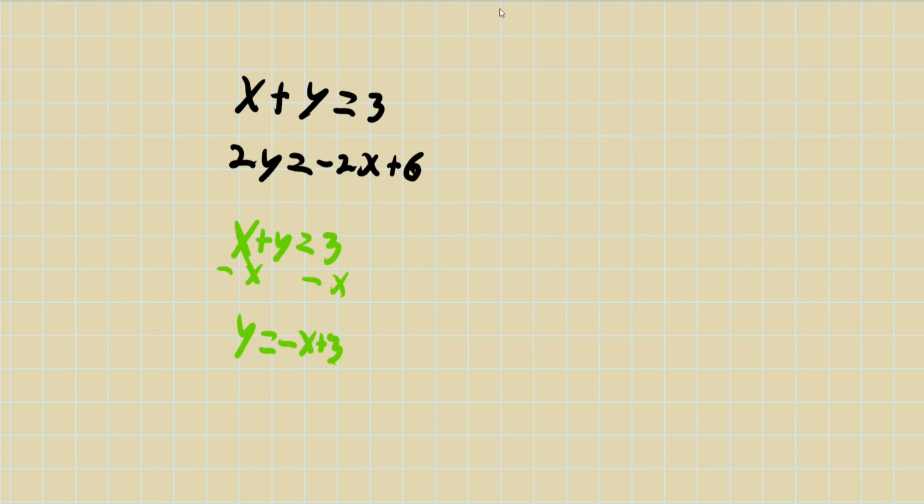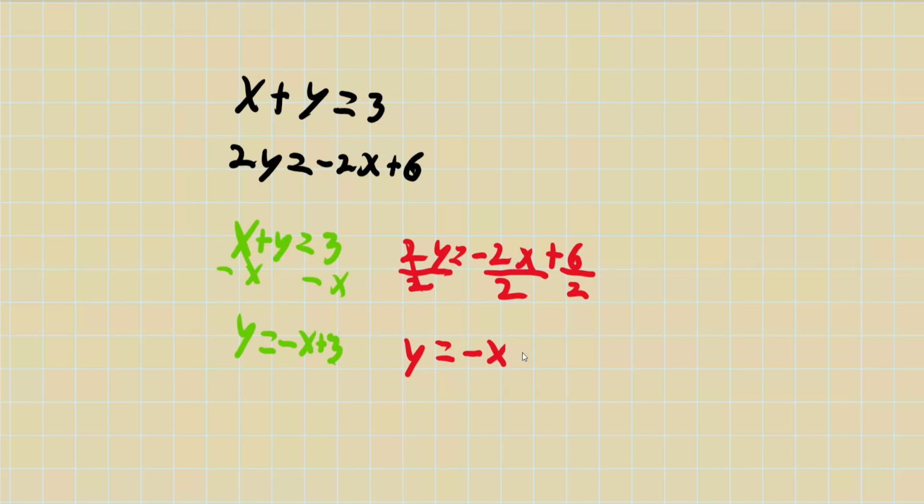And then for the other one, let's solve for y. So 2y equals negative 2x plus 6. Let's divide both sides by 2. This cancels out, and then it becomes y equals negative x plus 3. Now, if you've noticed something, these equations are the same. This is the same as this one right here.